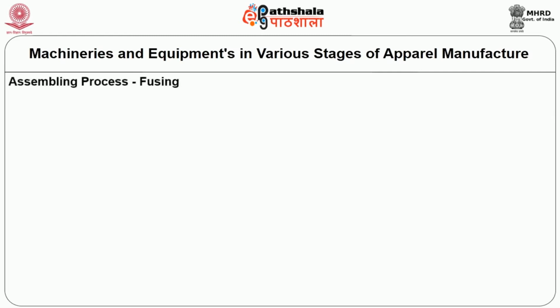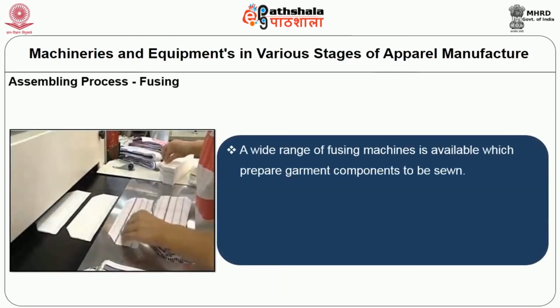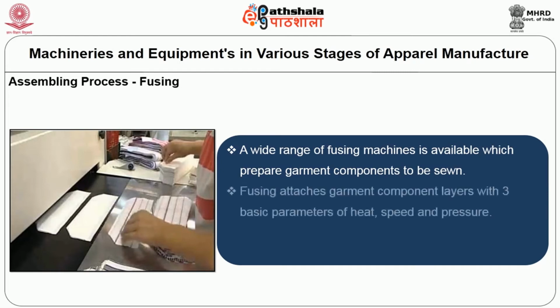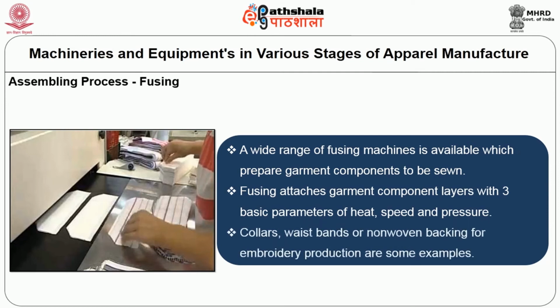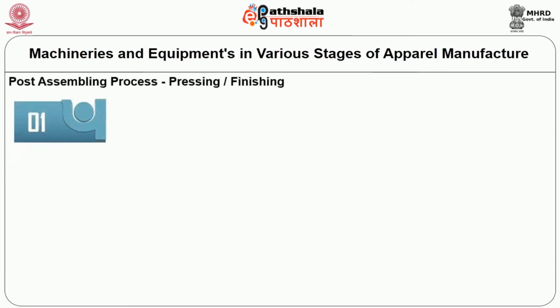So now let us have a look at the fusing machine. A wide range of fusing machines is available which prepares garment components to be sewn. An example is a collar. Fusing attaches garment component layers with three basic parameters of heat, speed, and pressure. So collars, waistbands, or non-woven backing for embroidery production are some examples, and that's a machine which helps us in fusing. We are done with the assembling processes.